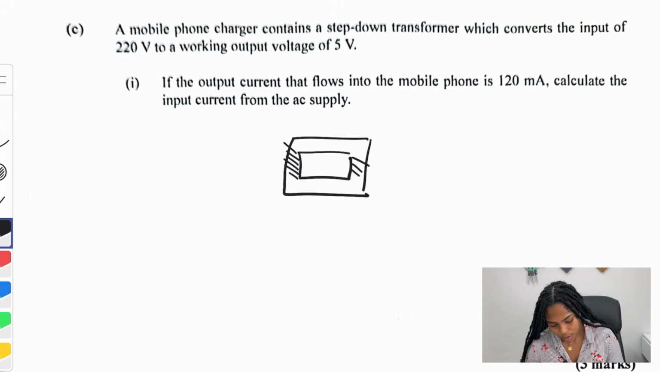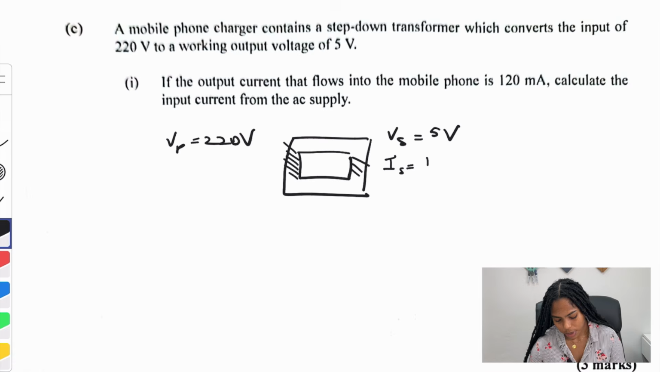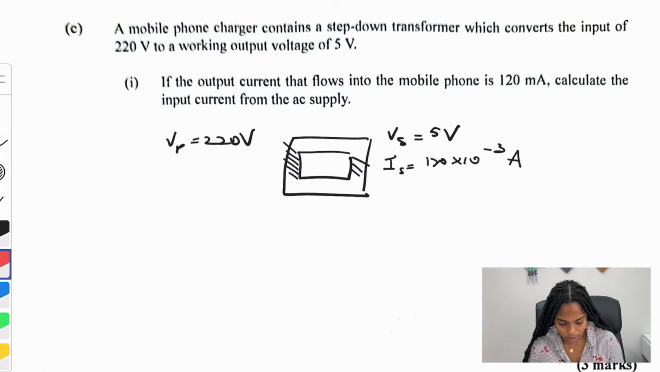The input side, our primary voltage is 220 volts, while my secondary voltage is 5 volts. They're telling me that the output, which would be my secondary current, is 120 milliamps. So I'm going to convert that to amps one time. Milli means times 10 to the negative 3, or divide by 1000. So calculate the input current from the AC supply. So I'm trying to find IP.